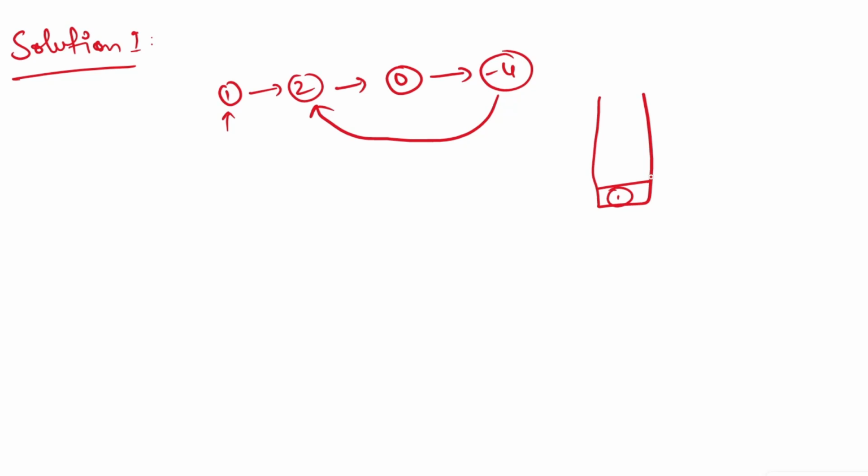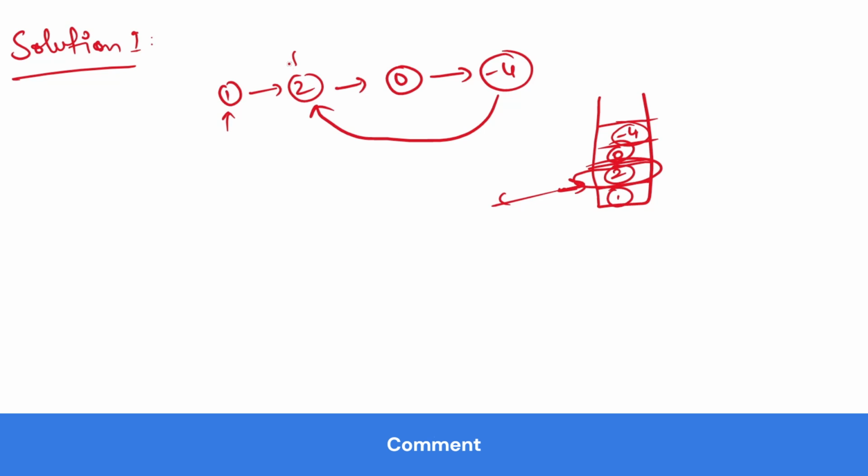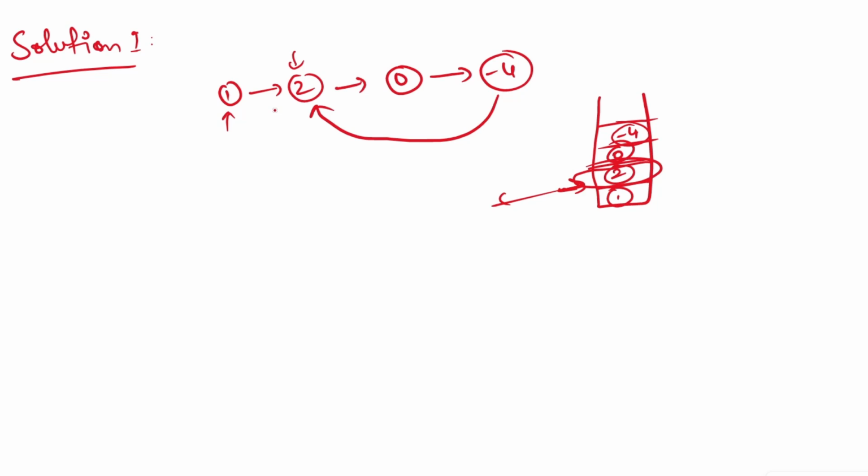Then 2 is not there, so I will place 2 here. Then 0 is not there, so I will place 0. Then -4 is not there, so I will place -4. And -4 next is 2, which is already present. So I find the node which is already present, and that will be the beginning of the cycle. So this will be our answer. Okay, so this is a very easy problem.